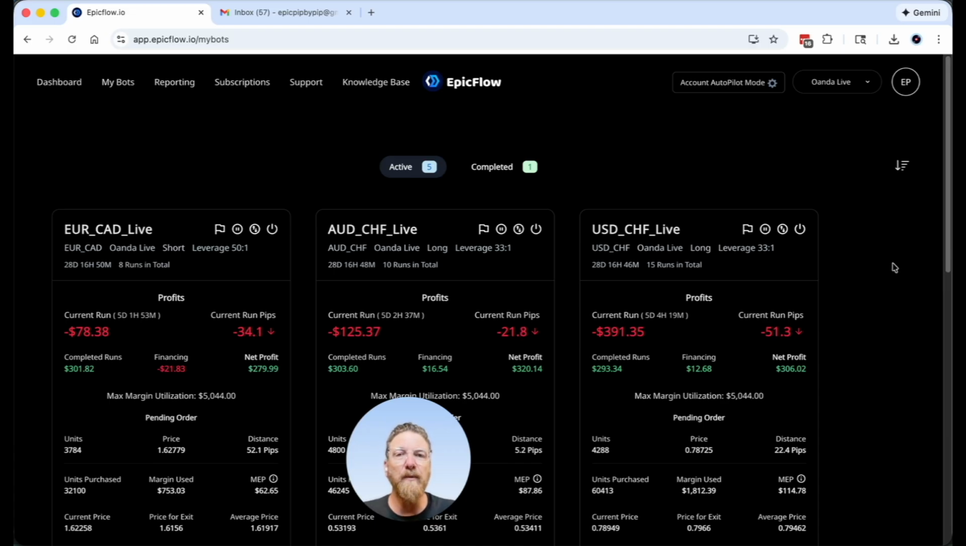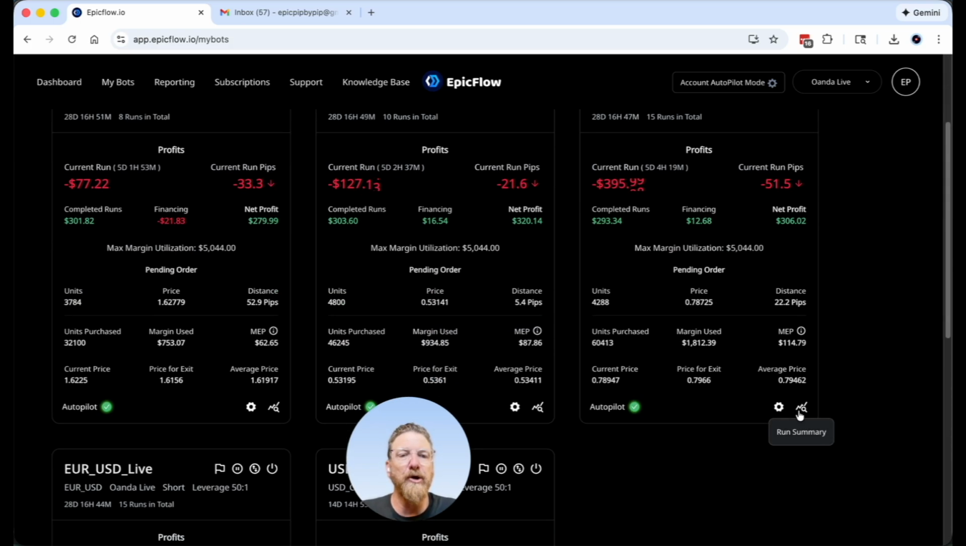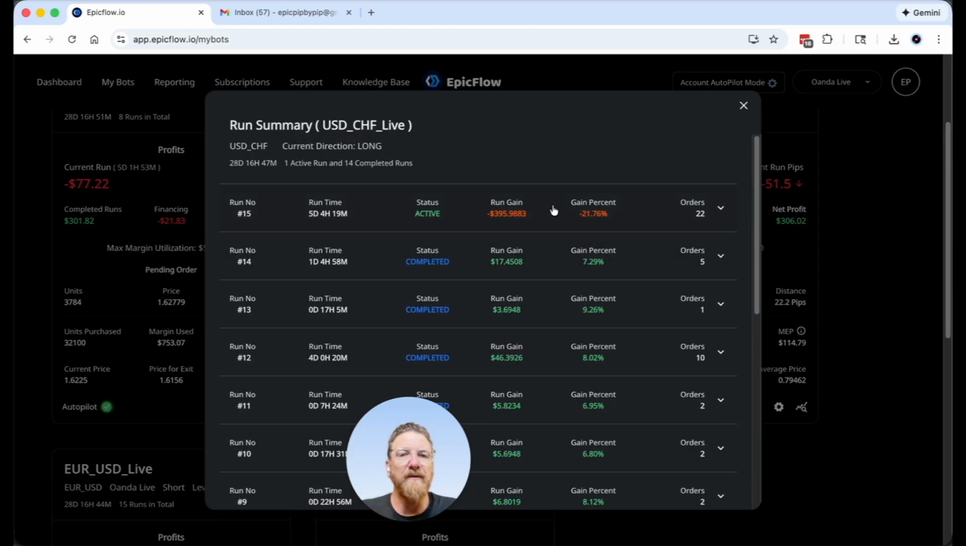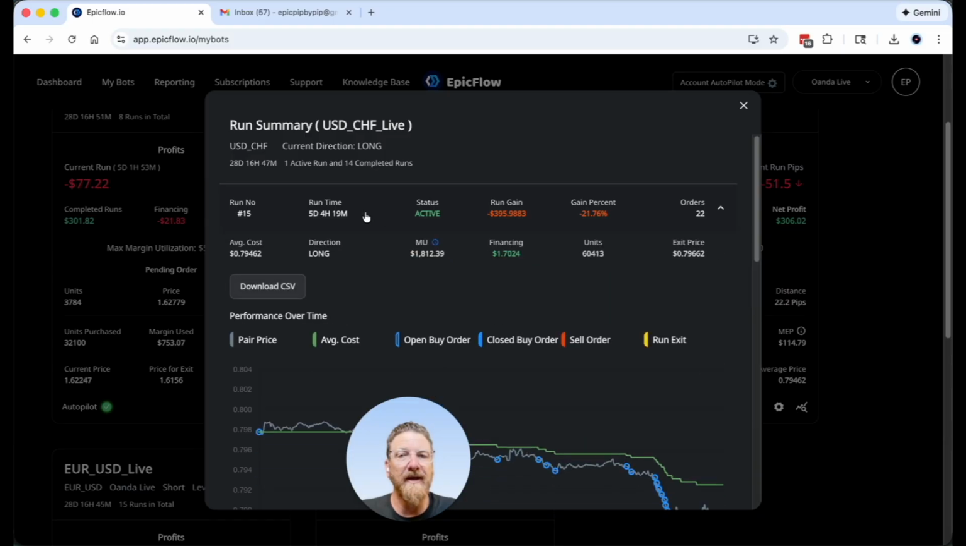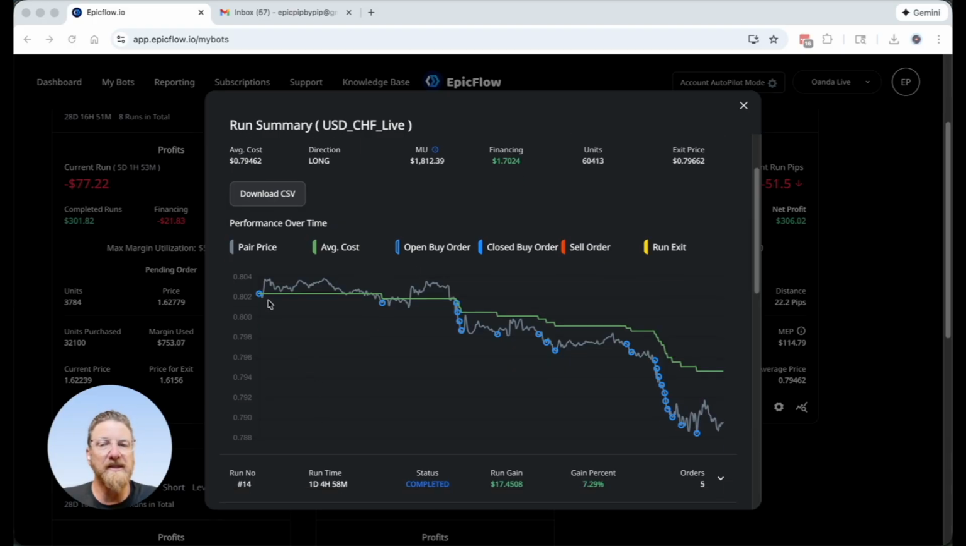So we can see here that when you get into epicflow, when the bots start running, you'll need to get accustomed to seeing red. While the bots are running, it will continue to buy when the price moves against you. So if we take a look at our current run, we've had, on US dollar Swiss franc, 22 orders in the last 5 days and 4 hours. And the way the algorithm works, as I explained earlier, is as the price drops, which is the gray line, we'll put orders in at set intervals. The green line is our average cost.